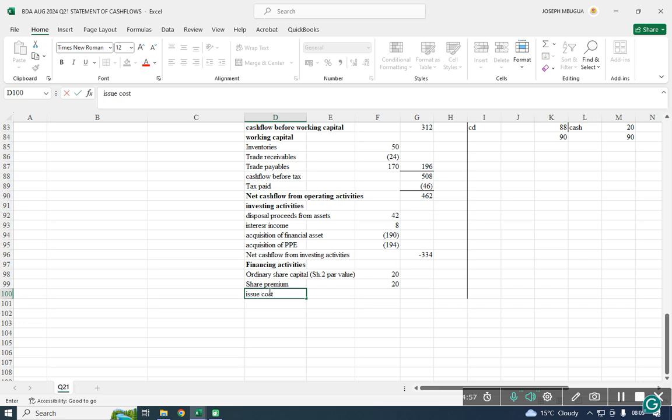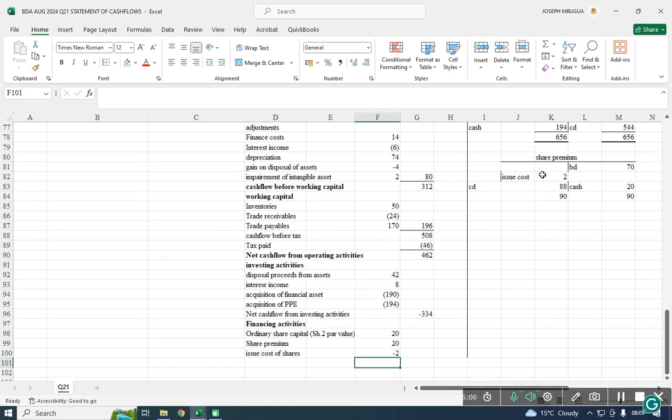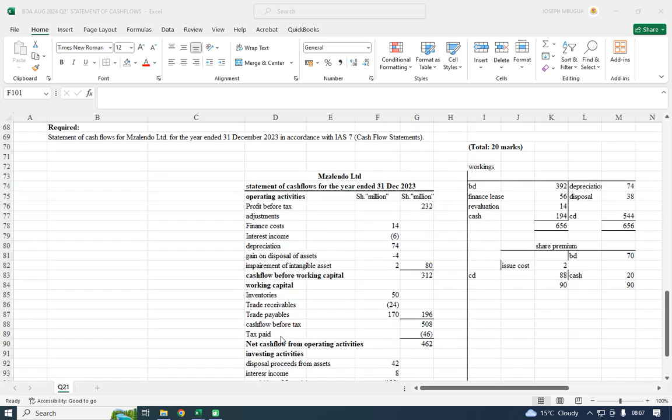Issue cost of shares, I'll record it separately as a -2. The cost that we issued is a finance cost because it was used to finance the acquisition. First we received a total of 40, then we issued 2 to reduce, and that's why when you look at the difference of share premium, you're getting 18. The reason for getting 18 is because of that issue cost. That's how that issue cost was supposed to be accounted for.